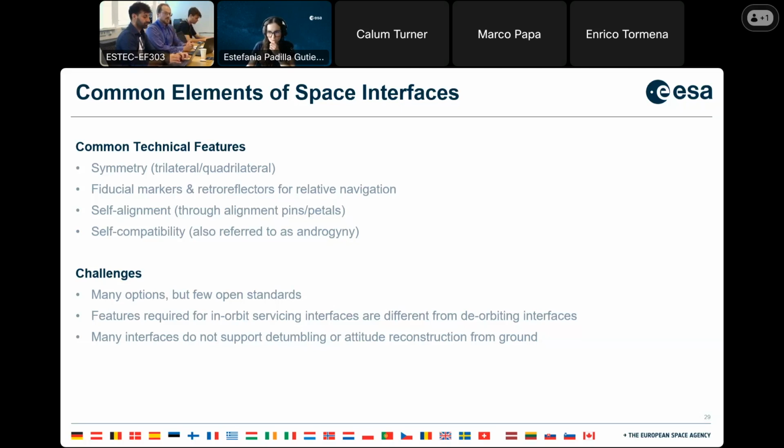There are many options, many have been developed. However, there are relatively few open standards, something we're hoping to address with this activity. Specific to this activity, the features required for in-orbit servicing interfaces in general differ from the needs for deorbiting interfaces. So there's a slightly different use case, which we'll explore more in a couple of slides. And a final challenge that we've come across is that many interfaces for deorbiting don't support some of the functions that we identified, specifically detumbling or attitude reconstruction from ground, both of which we believe are important for designing satellites for removal.